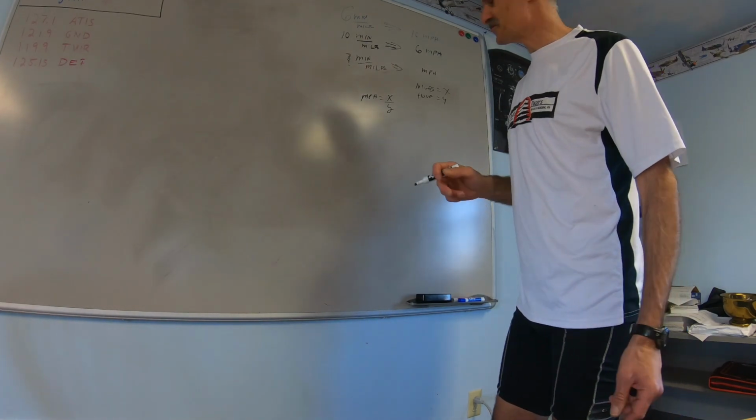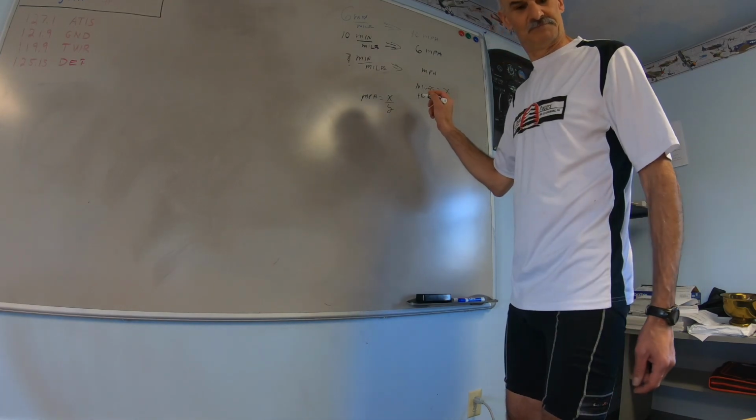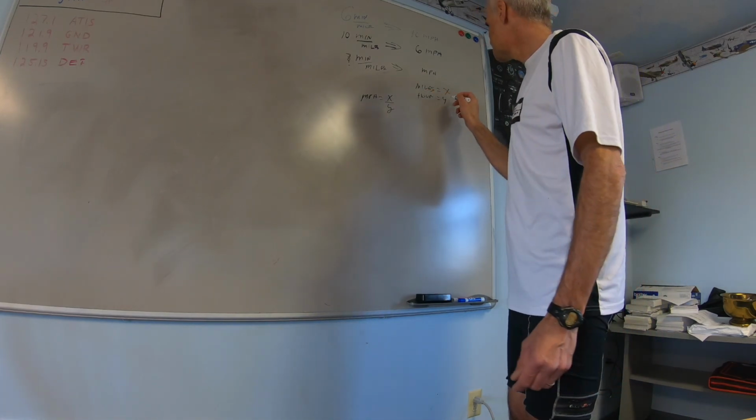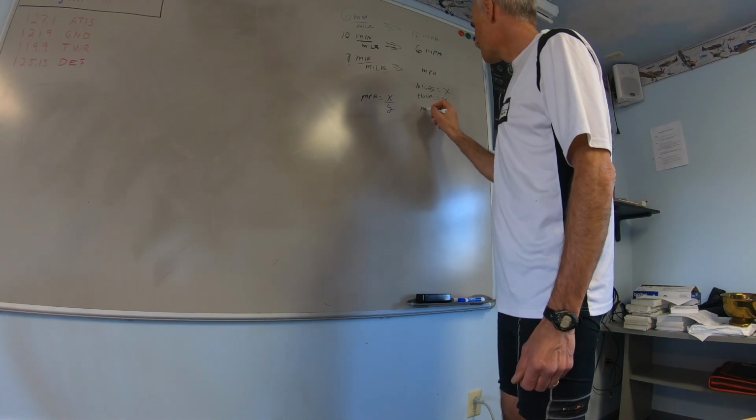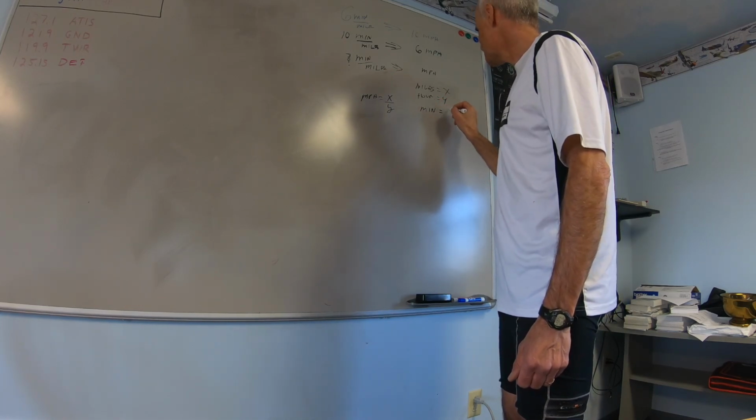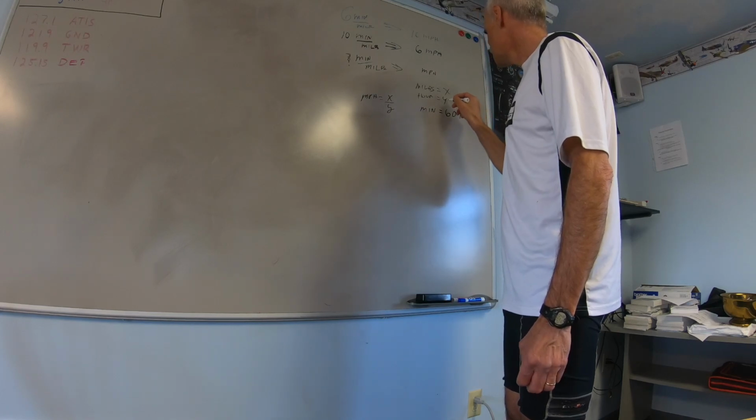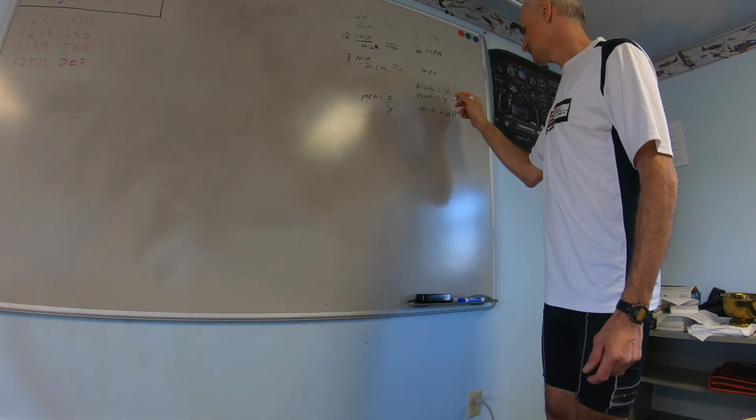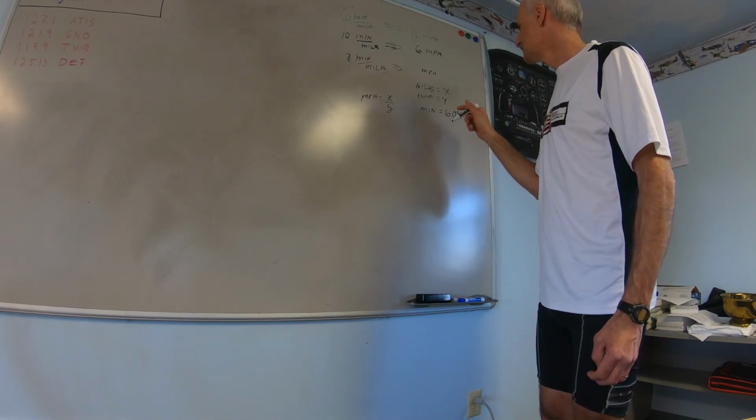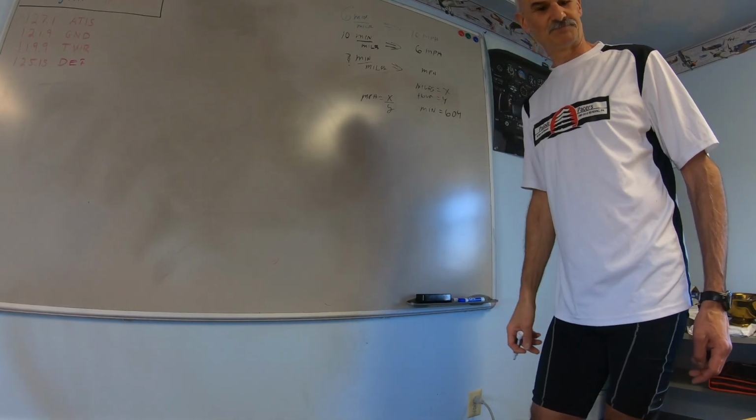But then we also know that our minutes, if we have 1 hour, then our number of minutes just has to equal 60 times that. So it has to equal 60Y. So if I run for 1 hour, I'm running for 60 minutes. If I run for 2 hours, 2 times 60 would be 120.